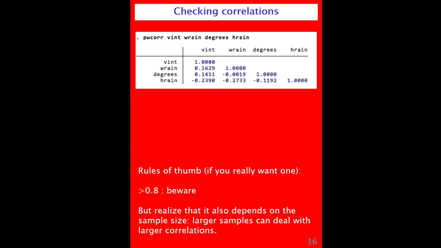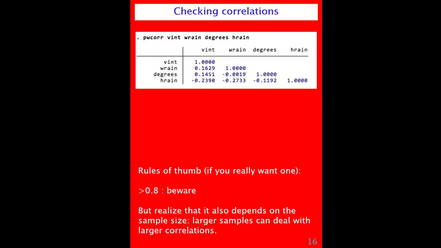First, the easy bit, checking correlations. So here are the predictor variables that I use for the wine predictions, the vintage, the rain, the degrees, and more rain. And you see here that all these correlations are, well, let's say 0.27 in absolute value or less. That's usually nothing to worry about.